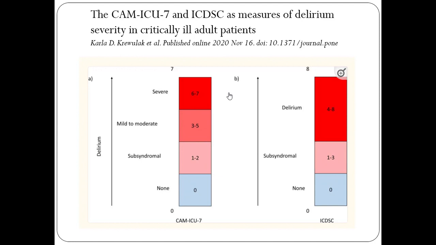For the same ICDSC, 0 means none, no delirium. 1 to 3, subsyndromal, and 4 to 8 means severe delirium. Again, this was one of the studies published in 2020. So these two scales, CAM-ICU and ICDSC, can be used for the assessment of delirium.